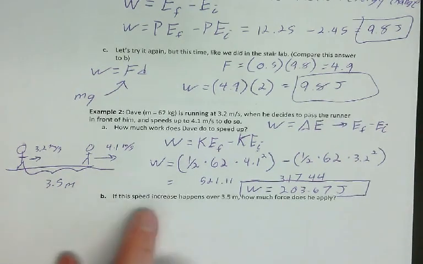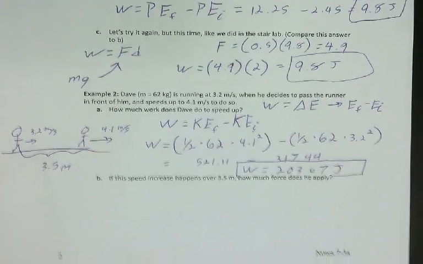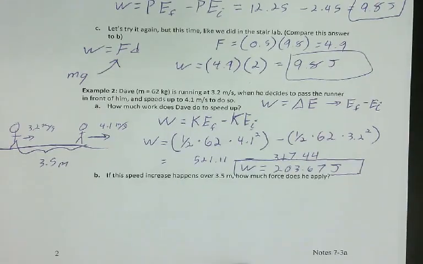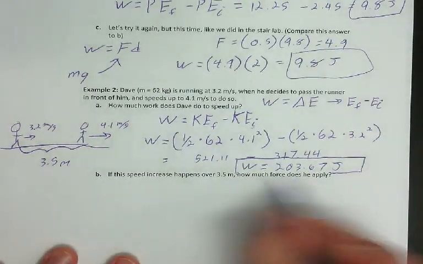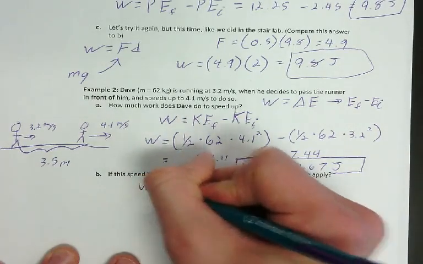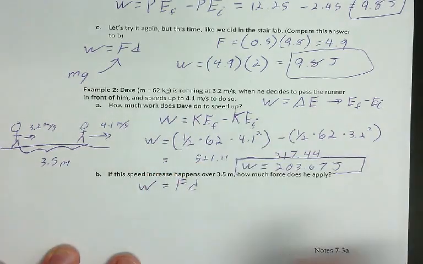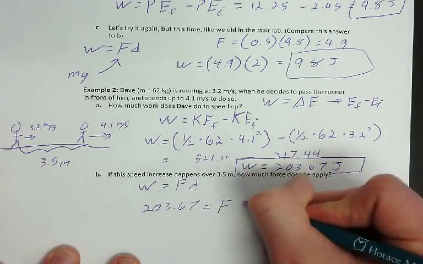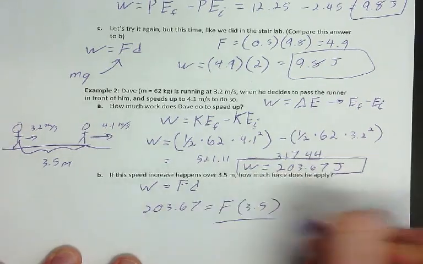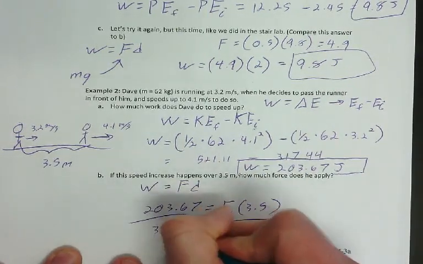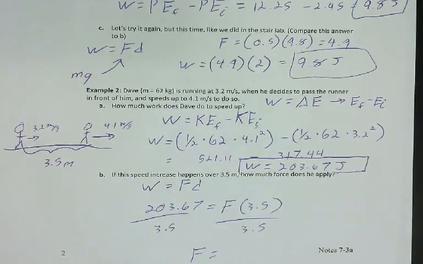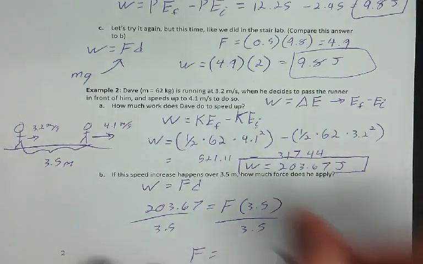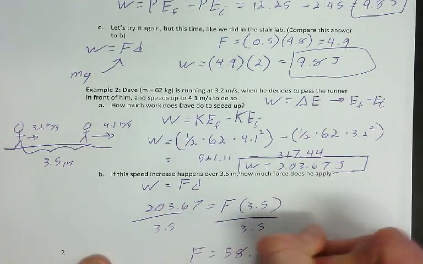And B, if the speed increase happens over 3.5 meters, how much force does he apply? So now I know what the work is. The work is 203.67. Now we can use W equals Fd. So 203.67 equals F times 3.5. Divide the 3.5 over, and you get F equals 58.2 newtons.